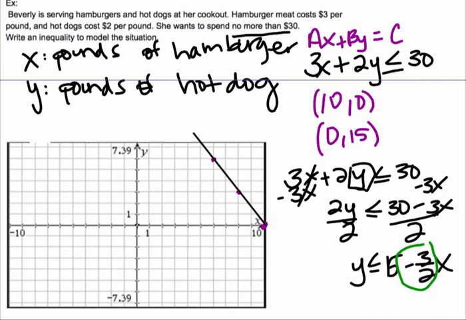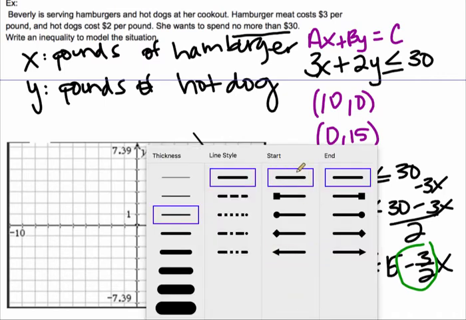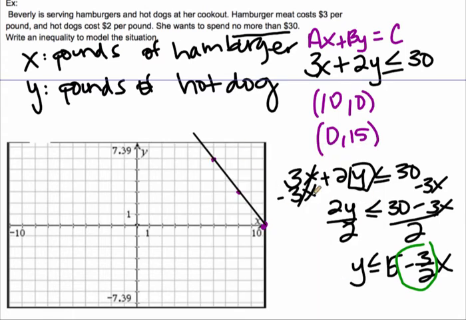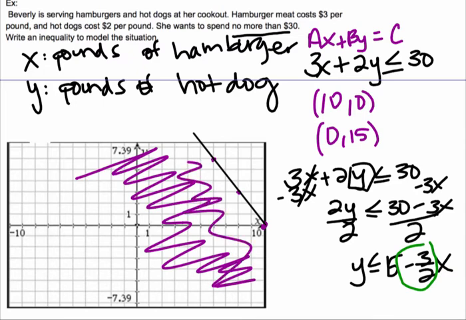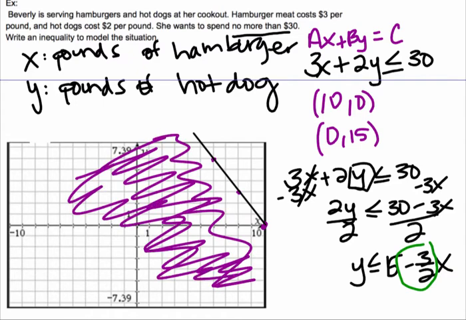Now, where are we going to shade? We're going to shade on the less than. So we are going to shade on this side. So this is the area that represents all of the solutions.